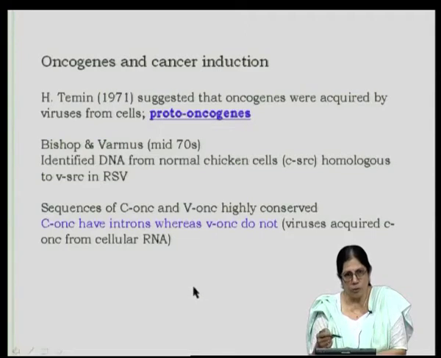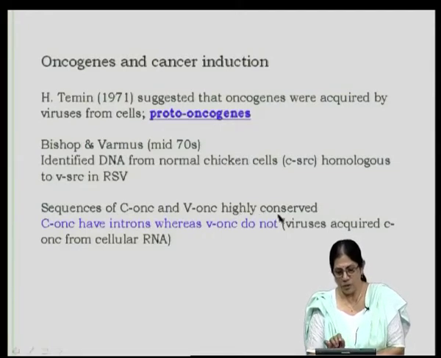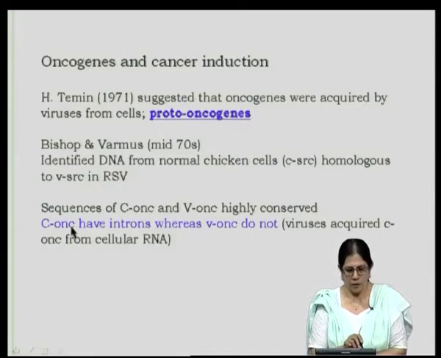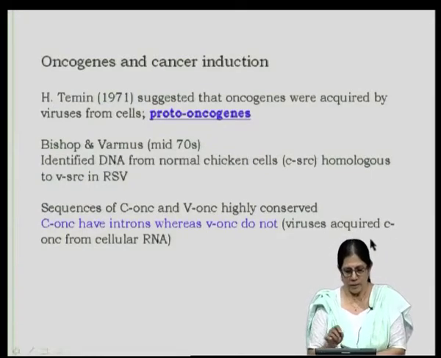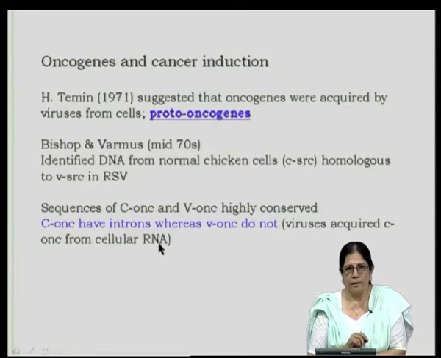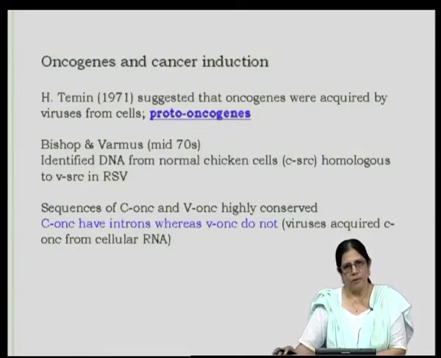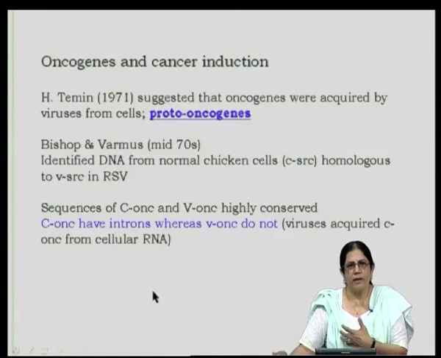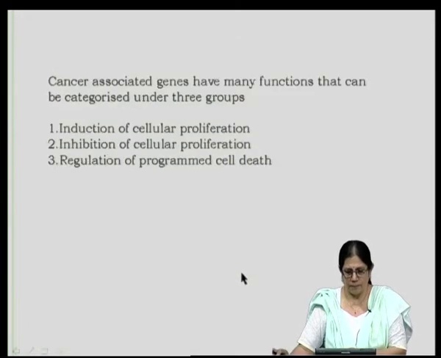Later on, more and more oncogenes were studied, and it was recognized that the cellular oncogenes and the viral oncogenes are highly conserved. The cellular oncogenes, as one can imagine, have introns, whereas viral oncogenes do not. We know therefore that viruses have acquired the C-onc from cellular RNA and not from the DNA, because the C-onc have introns. That means normal cells have these genes with introns. So, where have these viruses picked them up? They have picked them up after these genes have been transcribed, and therefore, they have taken them from cellular RNA, the messenger RNA.